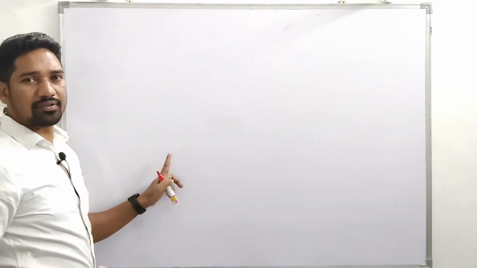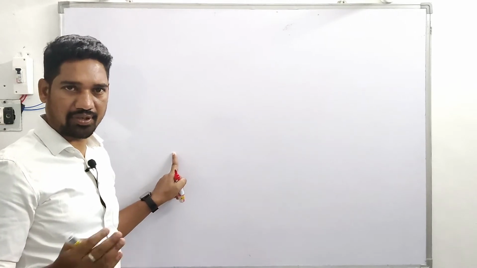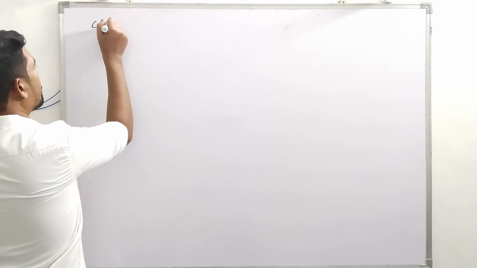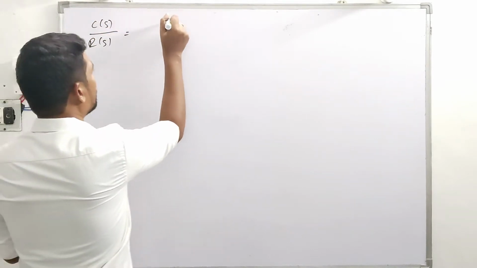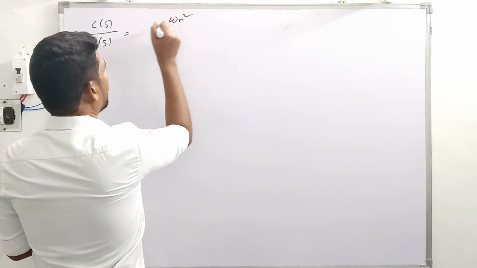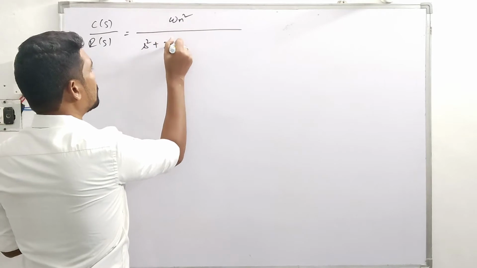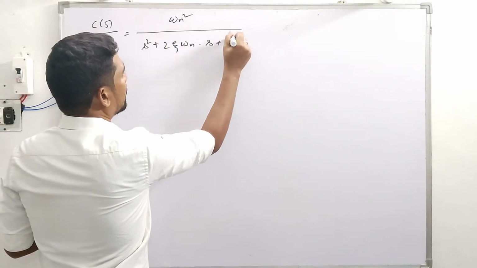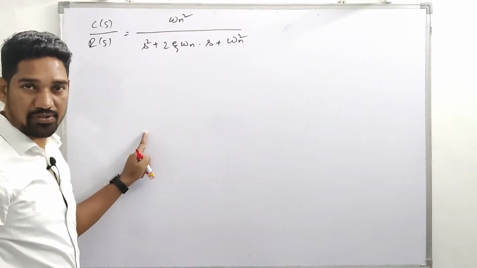The derivation, the analysis starts from the general transfer function of a second order system. It's C of S, the output, by R of S, the input, which is equal to omega n square, the natural frequency, over S square plus 2 zeta omega n into S plus omega n square. This is the general expression for a transfer function of a second order system, isn't it?